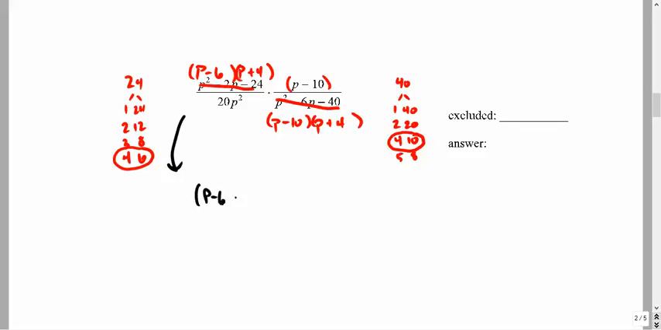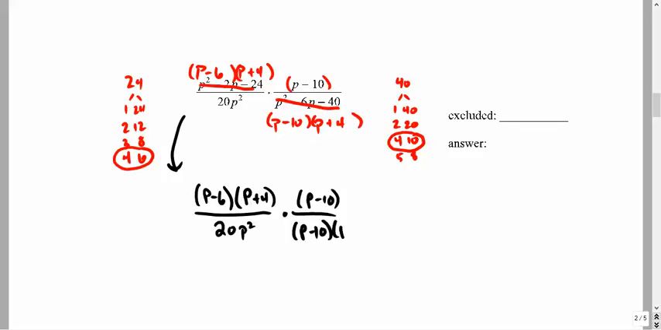Have a p minus 6 and a p plus 4 over 20p squared times p minus 10. And then the denominator there. And once again, I go look what can be factored out. So you should notice a p minus 10 vertically, p plus 4 diagonally, and you have some stuff left over. So I have a p minus 6 over a 20p squared.